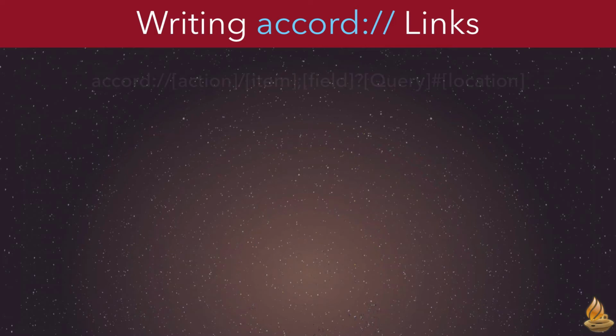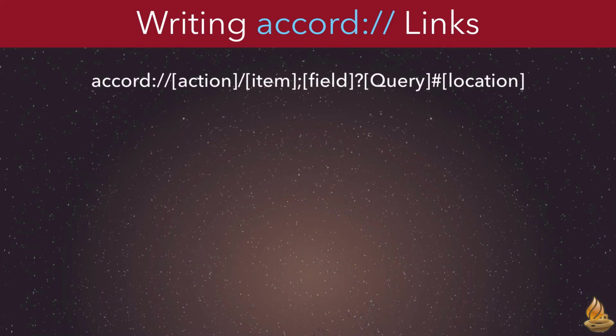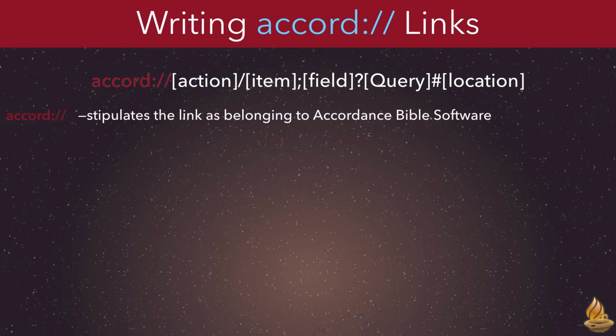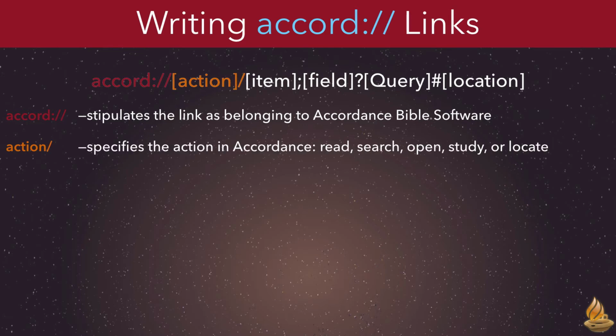All links use this basic syntax. Let's look at its various parts. Only the first two are actually required. At the beginning is accord, followed by a colon, then 2 slashes. It stipulates the link as belonging to Accordance Bible software. Next is the action, followed by a slash. It specifies the action in Accordance: read, search, open, study, or locate.